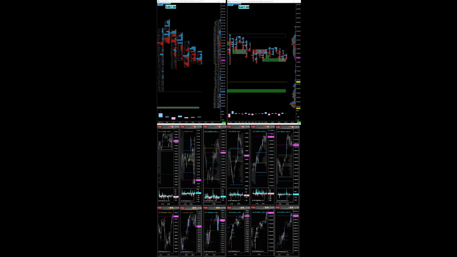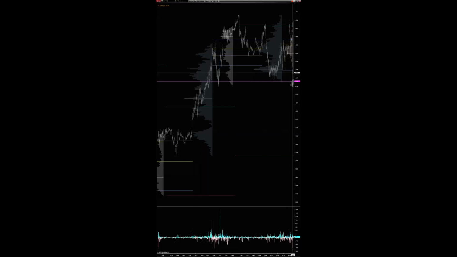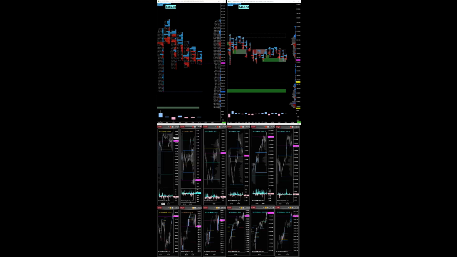Oil, wow, oil took a turn. It was at the top of the range. Now it's at the bottom and it's threatening to break down back into the 30s. That's worth keeping an eye on, although at this time of the day, that's unlikely.